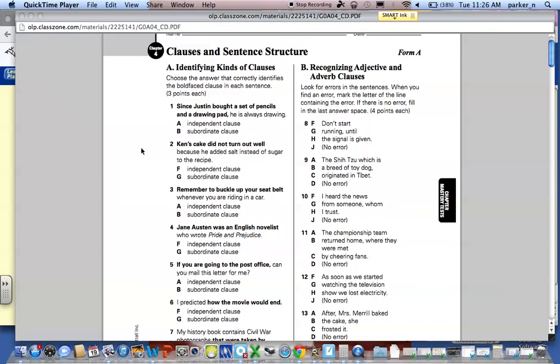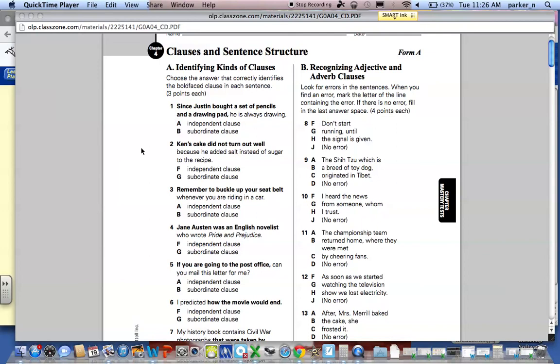Okay, here's a brief review for tomorrow's quiz over clauses and sentence structure, Chapter 3 in your book. Obviously, the paper you're looking at here is Chapter 4. That's because it's from a different level, but in our book we were on Chapter 3. The first section will ask you to identify kinds of clauses, whether they are independent or subordinate.